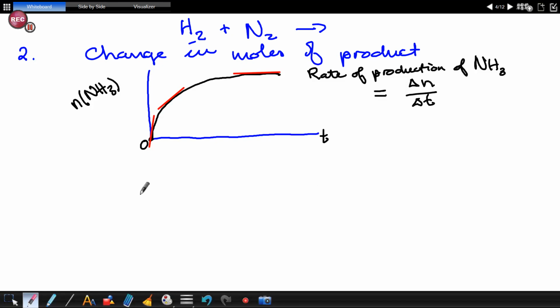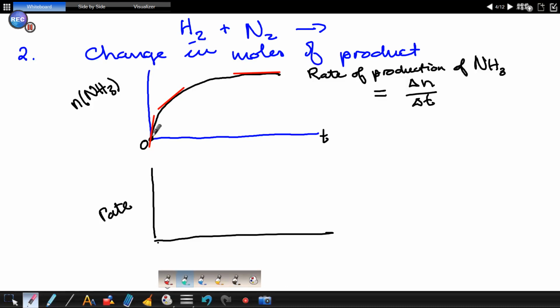Now, whether we look at the hydrogen reacting with the nitrogen, or whether we look at the product's formation, the ammonia's formation, what will happen to the rate graph? It will look exactly the same. It starts off with a high rate, so the gradient here is high. That's the gradient of the graph, is high. And slowly but surely it becomes 0.